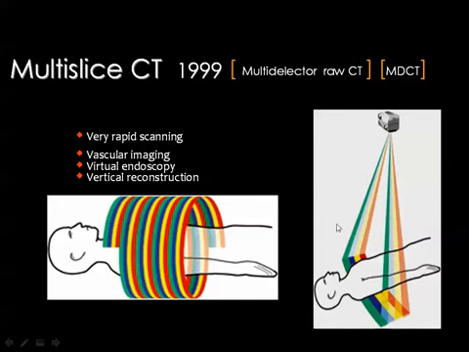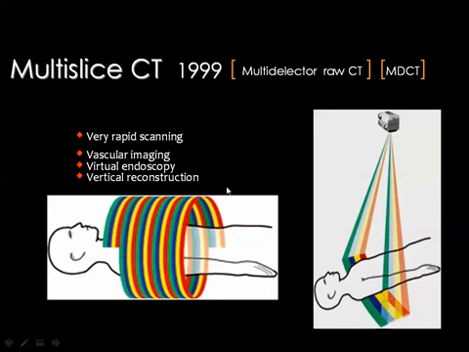And since the invention of this machine in the late 1990s, the number of detectors in front of the X-ray tube has tremendously increased. You may know now that we have machines where there are 640 detectors in front of the X-ray tube, and of course there may be two tubes. We do not usually want to go into the details, but this means that the machine is very fast, and we have the advantage of fast scanning.